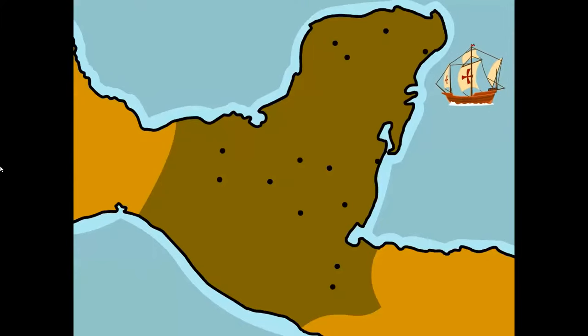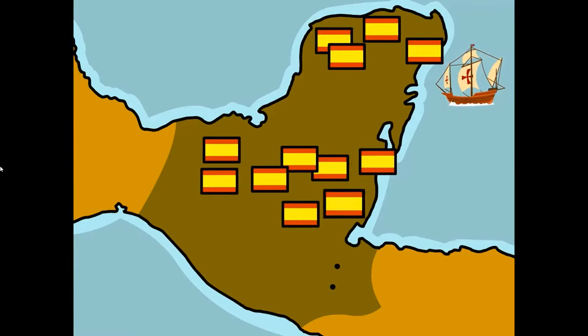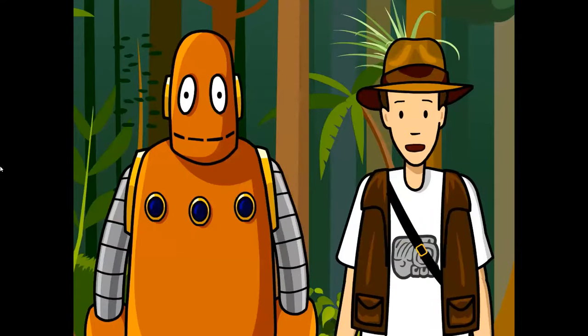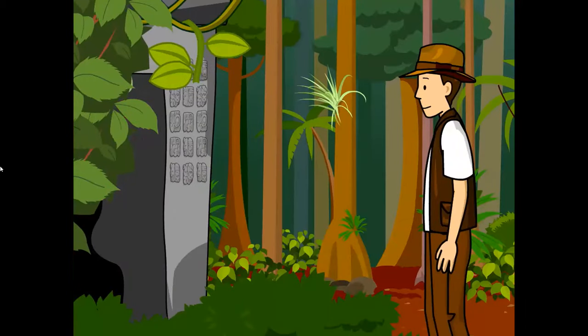When the Spanish arrived in the 16th century, they encountered smaller, scattered settlements. It took the Spanish more than 150 years to conquer the remaining Maya. By the end of the 17th century, Spain had completed its conquest. But the Maya people didn't go anywhere. They still live in the same area they've occupied for thousands of years. Well, that's all I know about the Maya.